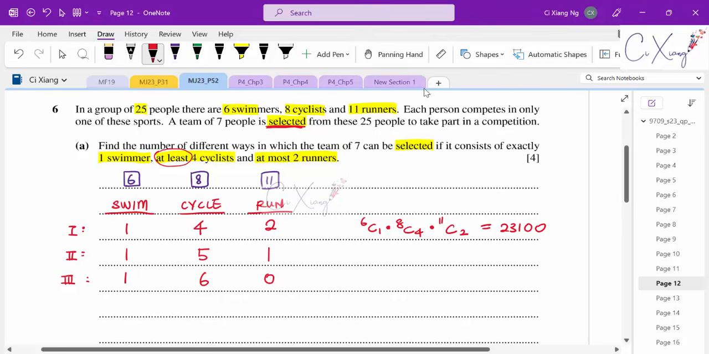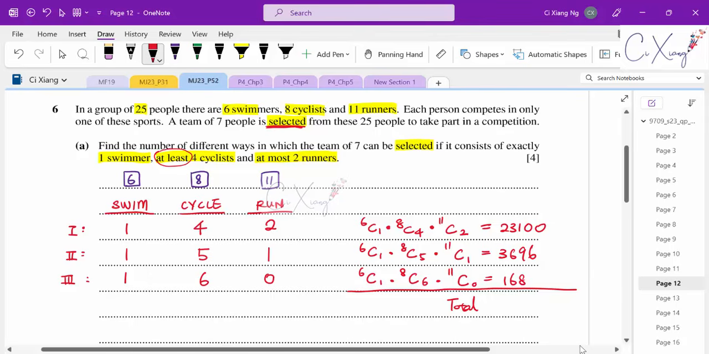That is the first case. For the second case, we do the same thing: 6 swimmers choose 1, 8 cyclists choose 5, and 11 runners choose 1 only. For this one I have 3696. For the last case, I have 6 swimmers and I want to choose 1, 8 cyclists and I want to choose 6, and 11 runners, I want to choose 0. From here, I have only 1, 6, 8. After you find all the combinations for the 3 cases, you total them up to get the final answer, which should be 26964.